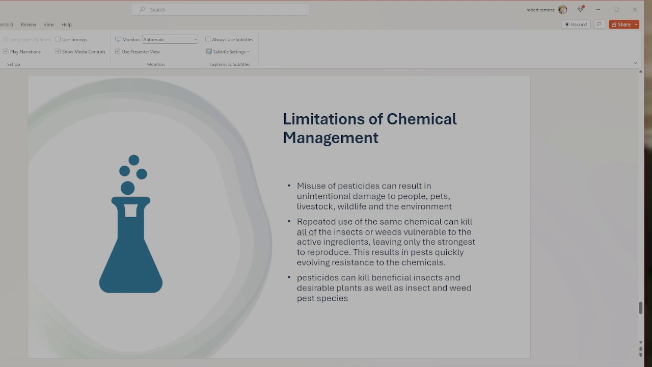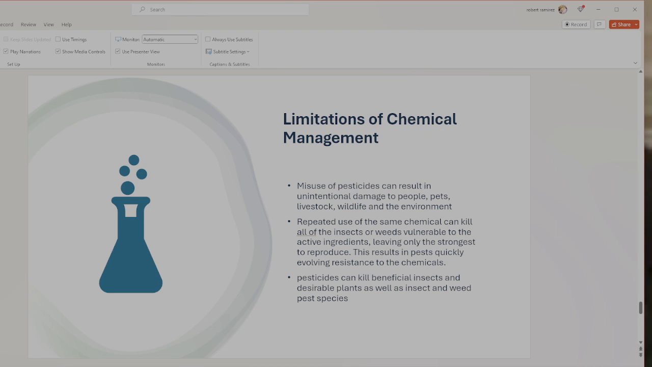Limitations of chemical management. Misuse of pesticides can result in unintentional damage to people, pests, livestock, wildlife, and the environment. Repeated use of the same chemical can kill all the insects or weeds vulnerable to the active ingredients, leaving only the strongest to reproduce. Did you hear that? The strongest will reproduce. This results in pests quickly evolving resistance to the chemicals.